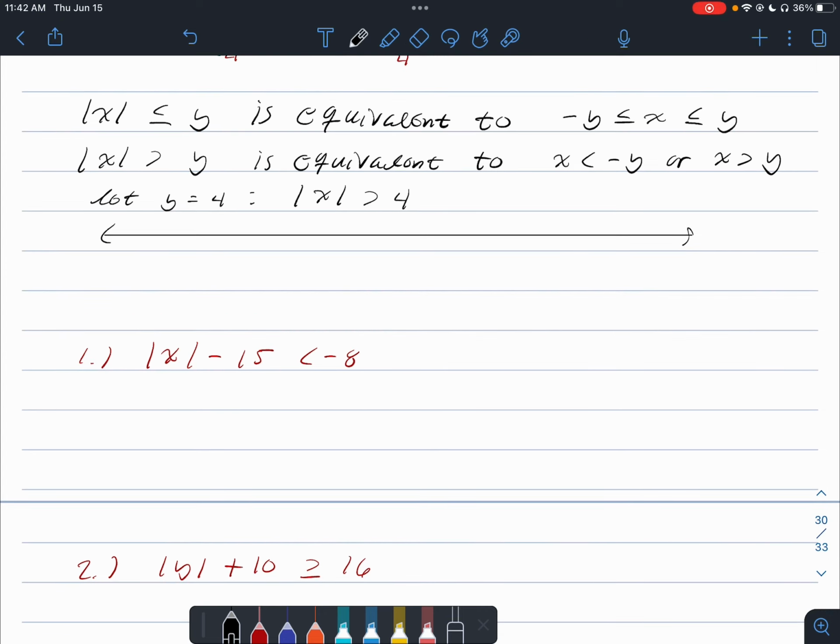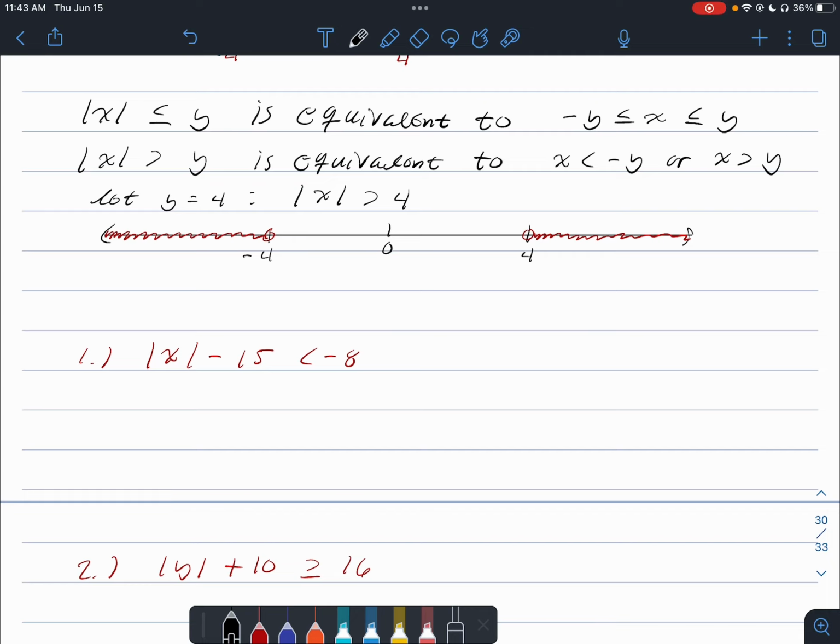Let's say this is our origin, 0, and then we go out 4 here, and we can go out 4 in this direction. If we wanted to graph all values whose distance is greater than 4, keep in mind the word here is strictly greater than, so we'll do an open dot here and an open dot here. We'll have everything to the left here and everything to the right here, because all these values have a distance greater than 4 from 0. So that's how we come up with x is less than negative y, or x is greater than positive y.